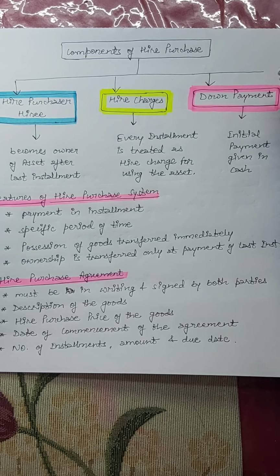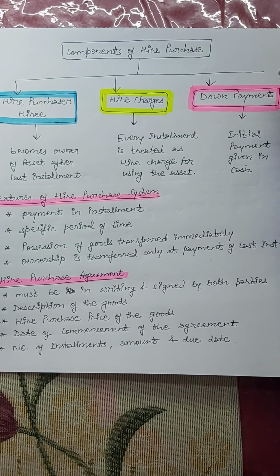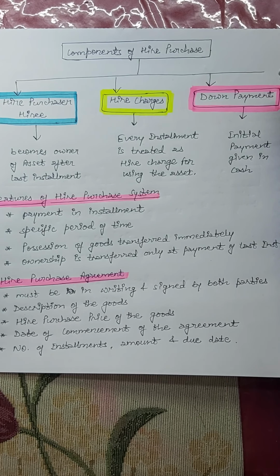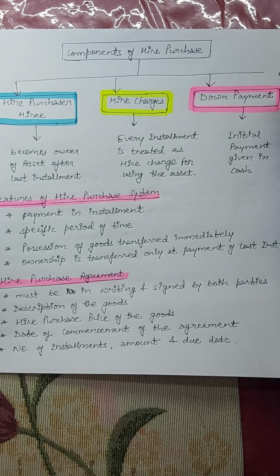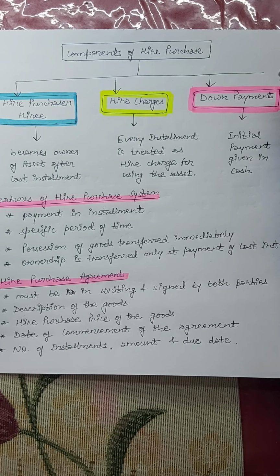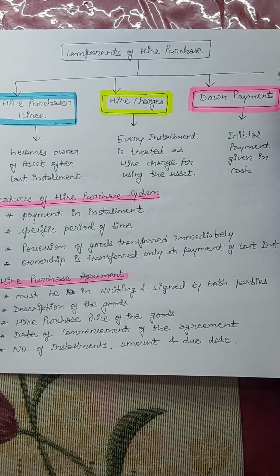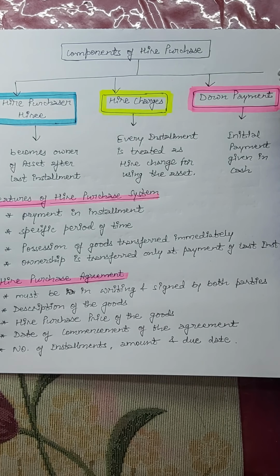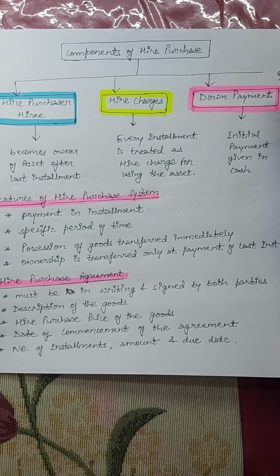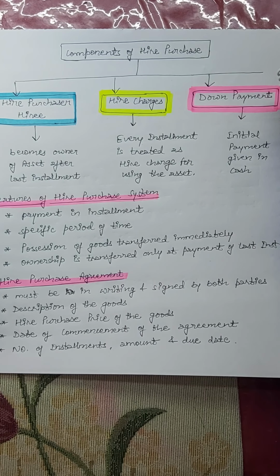Next is hire purchase price of the goods. As we discussed in our first class, the price of the asset changes when the system of payment changes. Under the cash system, the price of the machine we discussed in our first class was 1 lakh rupees, but under the credit system the price of the machine was 1,20,000. We discussed that the extra 20,000 is interest. So the price needs to be mentioned in the hire purchase agreement.